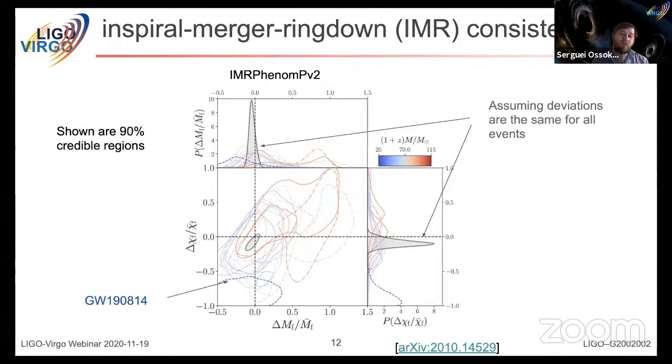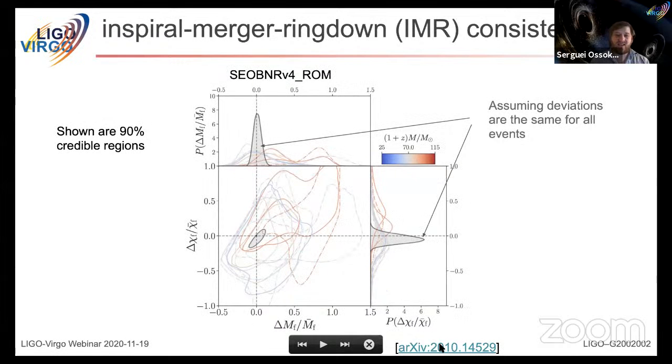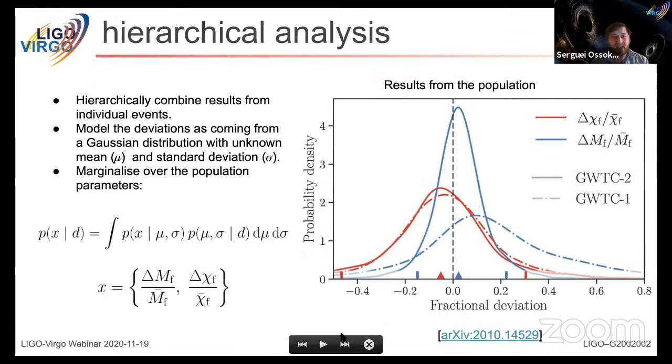And you can see that indeed everything is consistent with general relativity. Now, the results that are shown here are with the IMR Phenom PV2 waveform. If we repeat the same procedure, we get the results in the next slide. Here, we see the results with SEOBNR V4 ROM, and the most important thing is that they're qualitatively consistent with what we saw in the slide before.